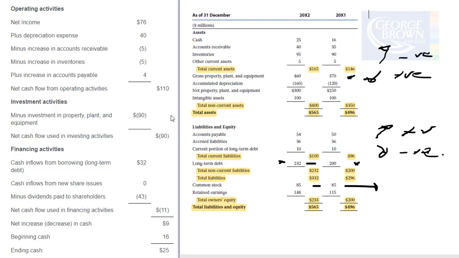Okay, so again, you can see here we're doing some subtotals. So operating activities, 76 plus 40 minus 5 plus 4. It gives us net cash flow from operating activities, 110. The net cash used in investing activities was the negative 90. And then our net cash from financing activities, we did more borrowing, but we paid the 43 million in dividends, so that was a negative 9. So the net increase or decrease in cash, well, that was a positive.